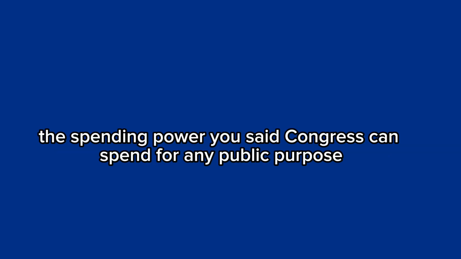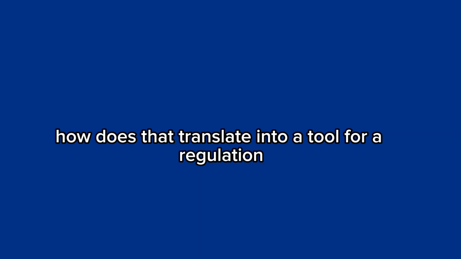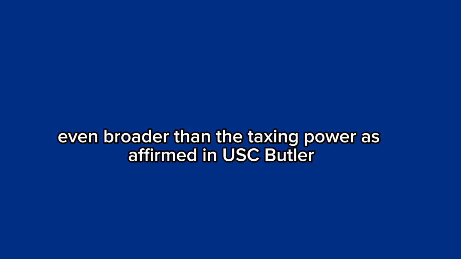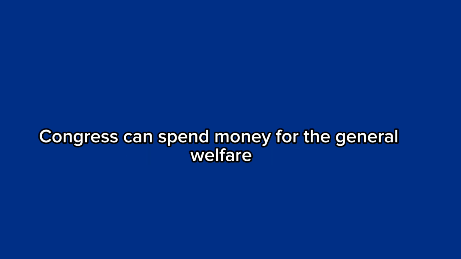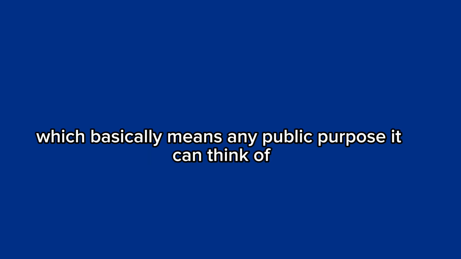You said Congress can spend for any public purpose. How does that translate into a tool for regulation? The spending power is, if anything, even broader than the taxing power. As affirmed in U.S. v. Butler, Congress can spend money for the general welfare, which basically means any public purpose it can think of, whether or not that purpose is linked to another enumerated power. So they can fund medical research, support the arts, give disaster relief. All under the general welfare clause.